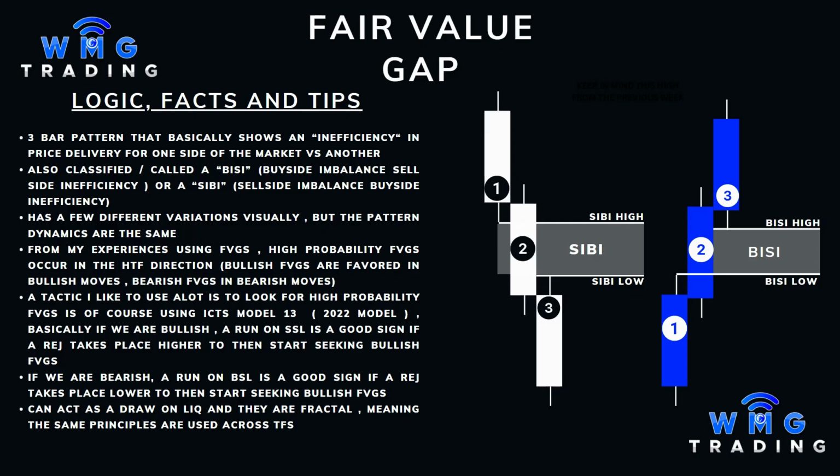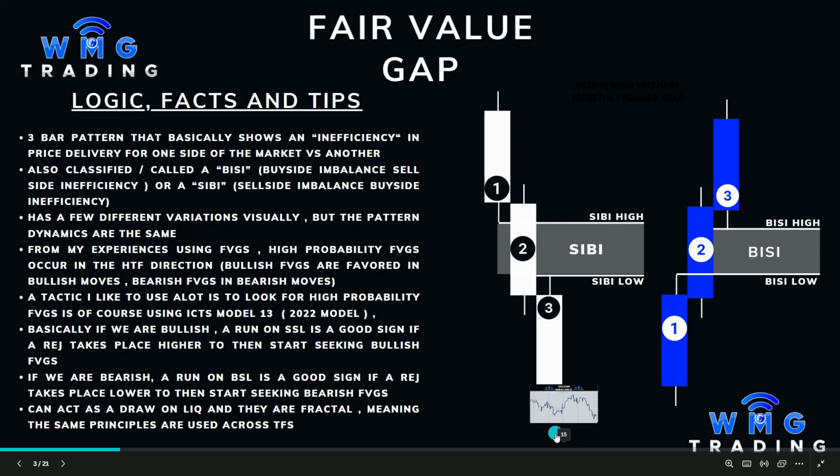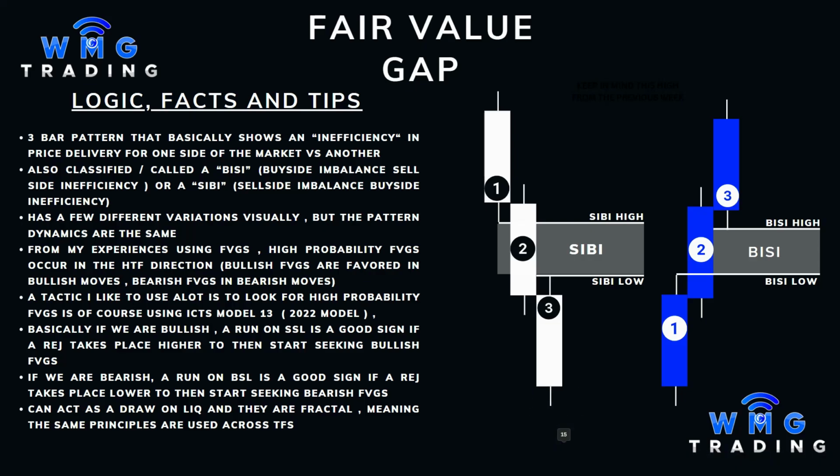Basically, if we're bullish, a run on sell side liquidity is a good sign. If a rejection takes place higher, then start seeking bullish fair value gaps. So in a nutshell, the 2022 model helps you identify a lot of different things, and identifying the high probability fair value gaps is one of those specific things it's beneficial for. And then of course you could pair things with order blocks and different things, which we'll discuss a little bit later. And basically, if we are bearish, a run on buy side liquidity is a good sign. If a rejection takes place, then start seeking bearish fair value gaps.